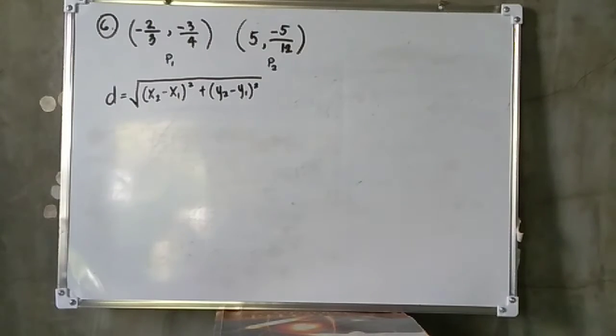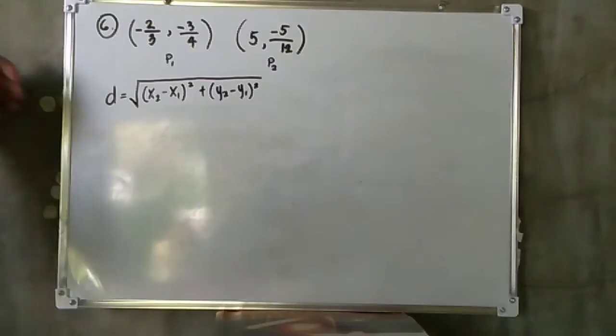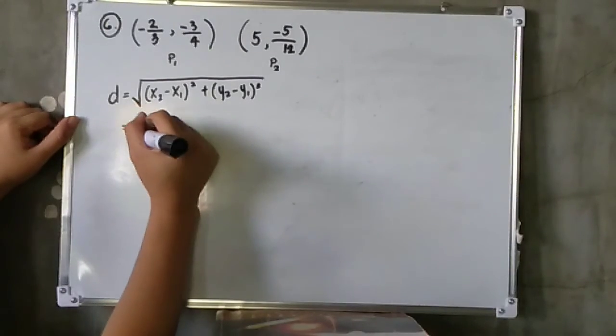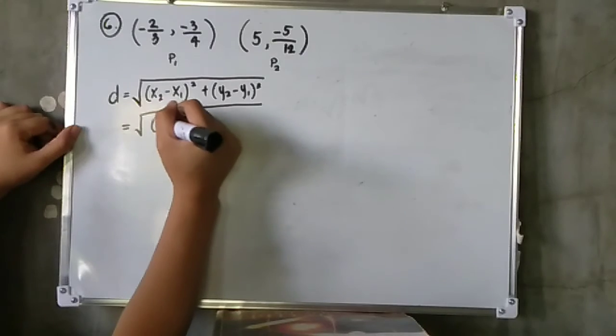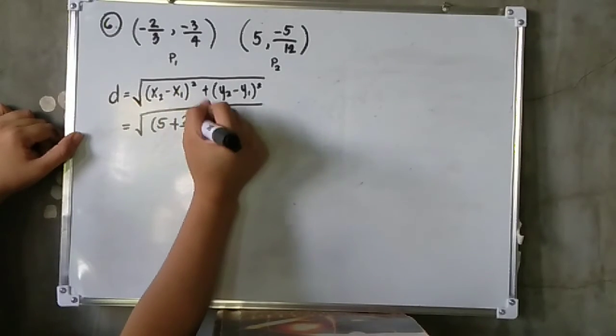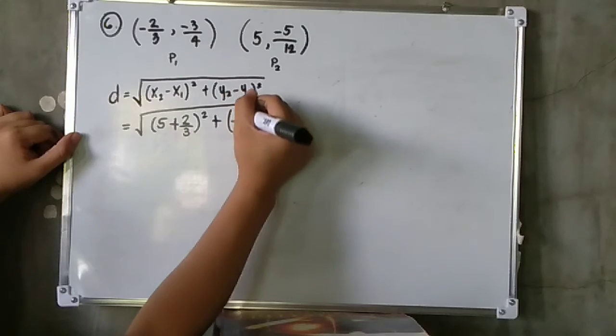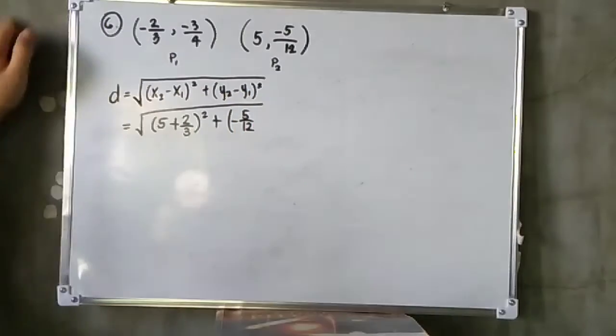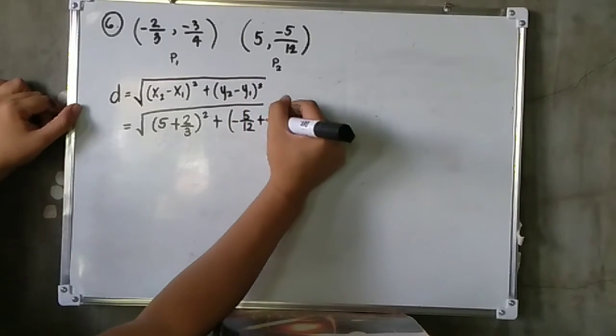In number 6, both points are fractions. So we have point 1, negative 2 thirds and negative 3 fourths. Then point 2 is 5 and negative 5 twelfths. So the formula is the same. We have the square root of x sub 2 minus x sub 1 squared plus y sub 2 minus y sub 1 squared. Next, let's substitute the numbers. We have x sub 2, 5, minus negative 2 thirds. So it will become positive 2 thirds. Squared plus y sub 2, we have negative 5 twelfths, minus negative 3 fourths. So it will become positive 3 fourths.